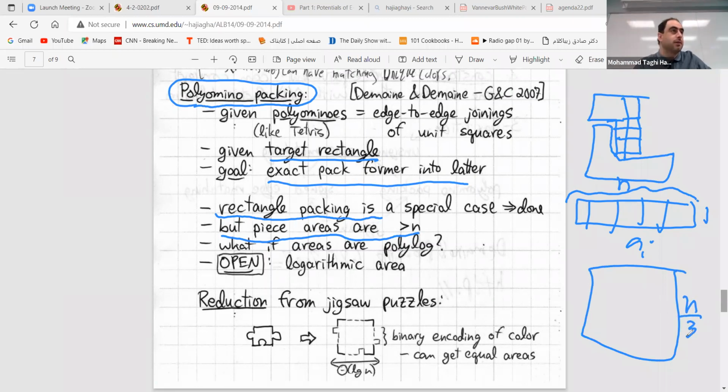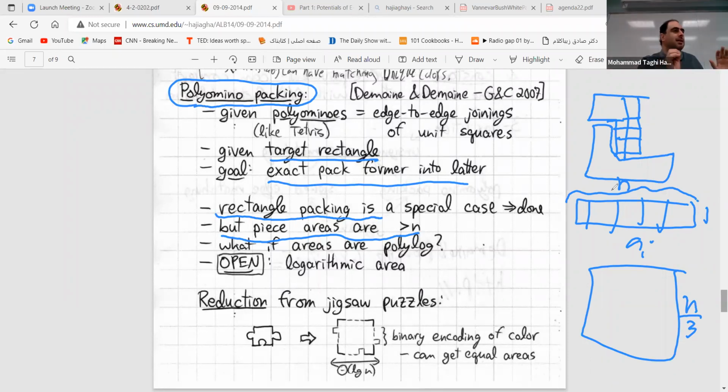So the size of the target was n over 3, and each of these areas was order n. The question is that these are not a very good puzzle, having such big things you want to put in. You want to make it a smarter puzzle or nicer puzzle. So the question is that the areas of these pieces were order n.